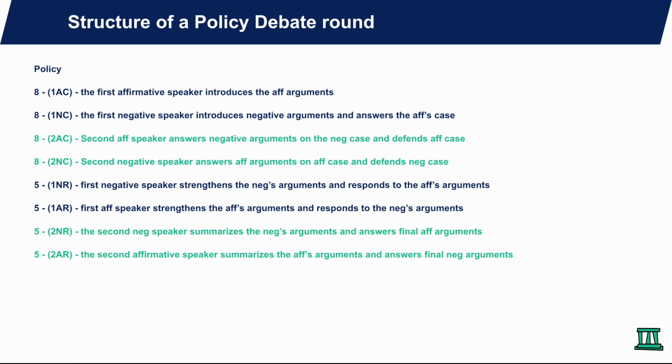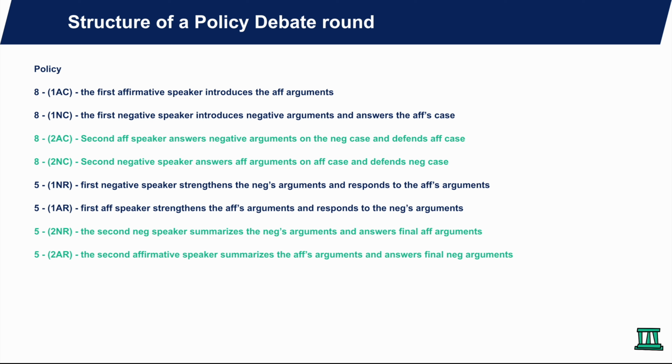After the 1NC, the second affirmative speaker will give the 8-minute 2AC, in which they will answer any negative arguments on the negative case, as well as defend their affirmative case, to defeat any negative rebuttals that were made on the affirmative side. After the 2AC, the 1NC that has just spoken before the 2AC will take 3 minutes of cross-examination to ask the 2AC questions.